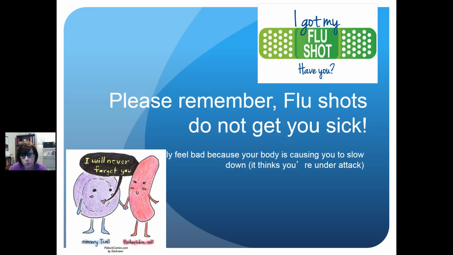And flu season, influenza, for us is like in January. So you want to give your body time to build up the antibodies and the memory, so that you will be immune when you get exposed when the flu hits.